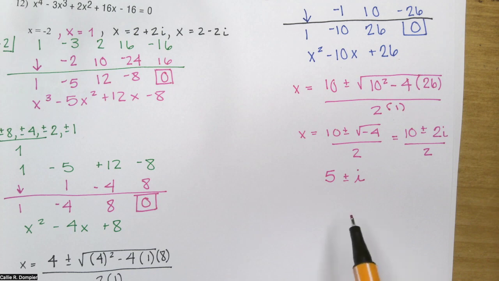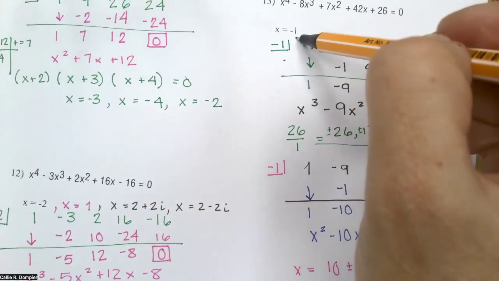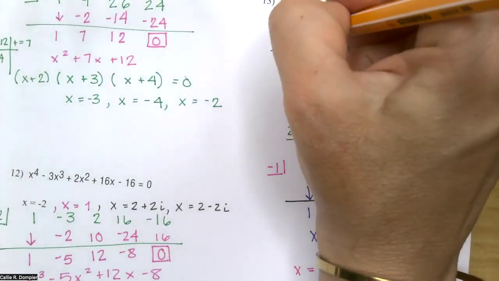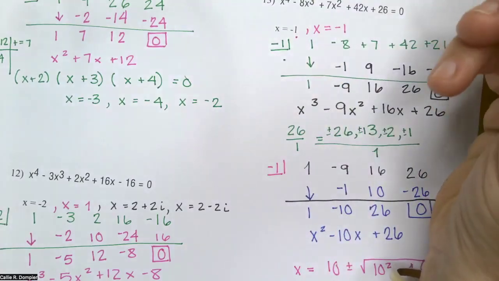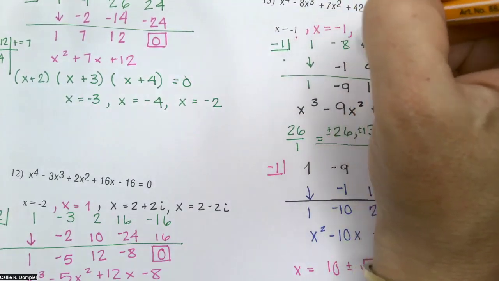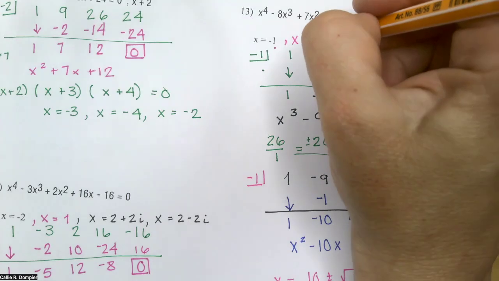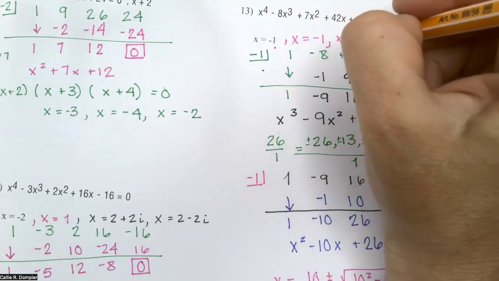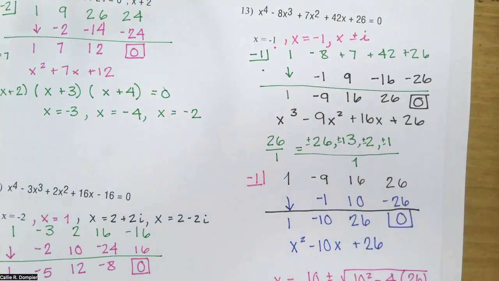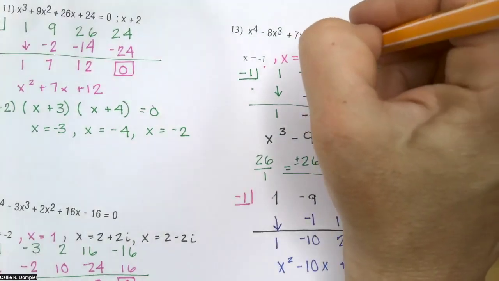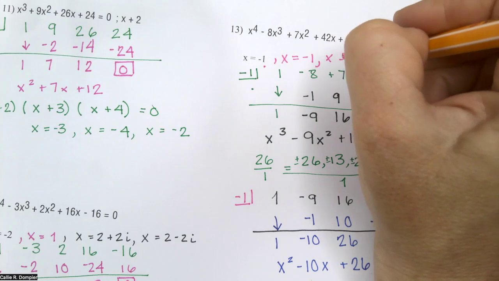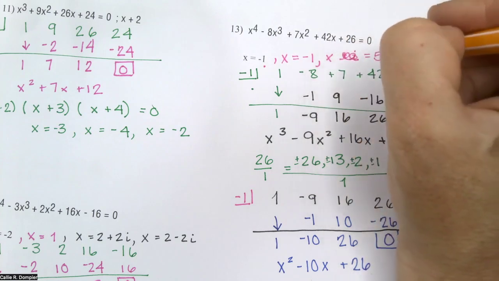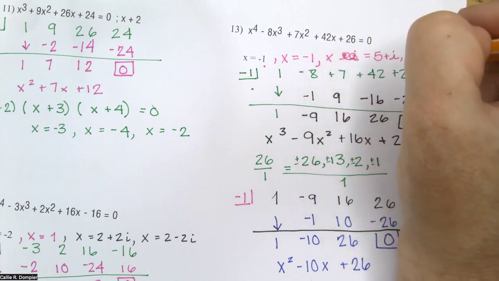So our answers are x equals negative 1. You don't need to write it twice. It just is a fact that we found so that we could keep finding the rest of the answers. Plus or minus i. Nope, sorry. x equals 5 plus i. x equals 5 minus i.